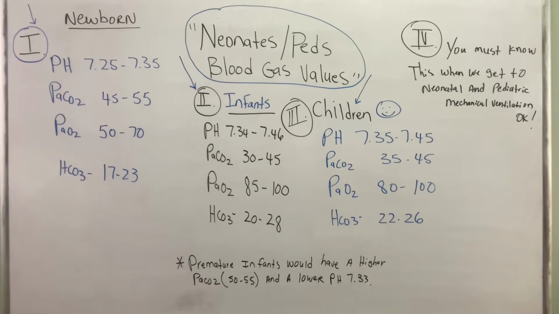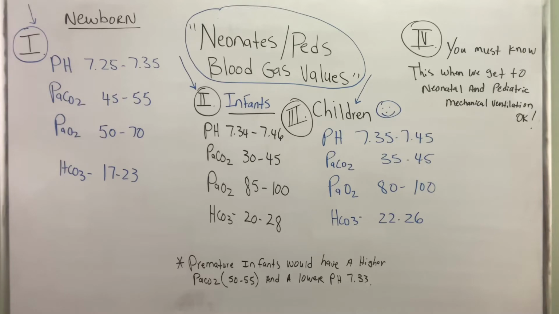Okay, guys, again, I'd like to welcome you to Respiratory Therapy Essentials for the TMC exam. We are talking about neonatal pediatric blood gas values. Now, on Roman number 1, working from left to right, you will find the newborn acceptable values when it comes to arterial blood gases. You have a pH of 7.25. That's a little on the acid side, right? Comparing to adult. 7.25 to 7.35.